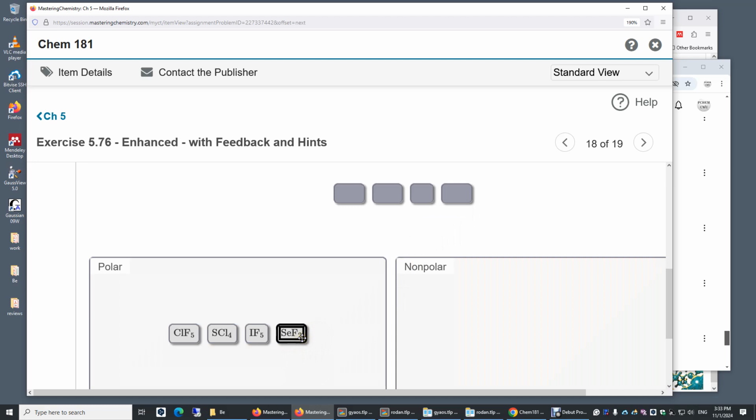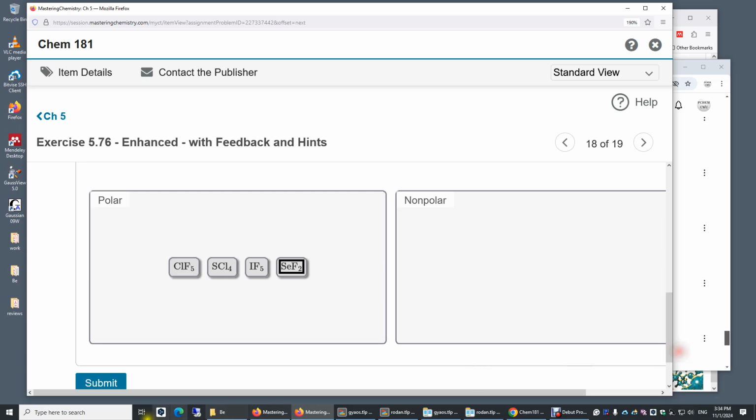SeF2, this is a bent structure. This selenium has 6 valence electrons. It uses only 2 valence electrons to form 2 single bonds with the 2 fluorine atoms. What about the remaining 4 valence electrons? They form 2 lone pairs. So this is a bent structure. The molecular geometry is bent. The Se-F bonds do not cancel, so this is polar as well.